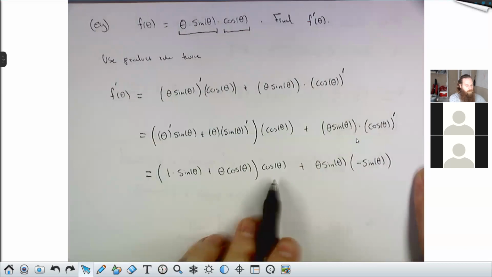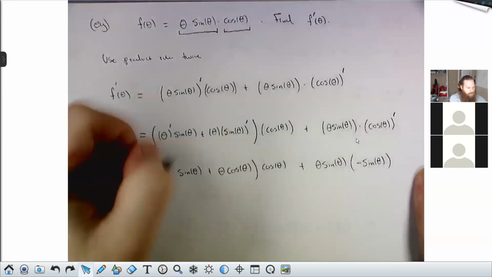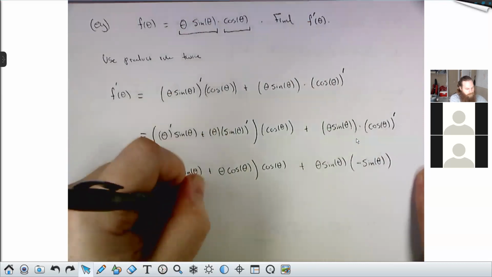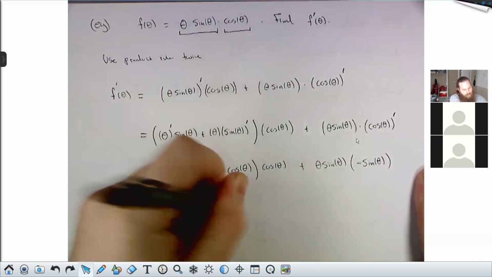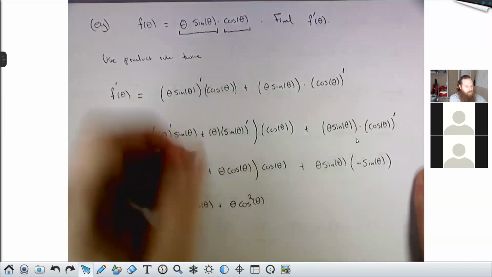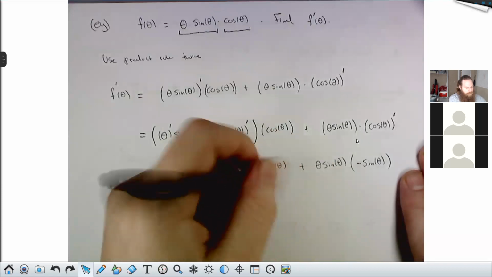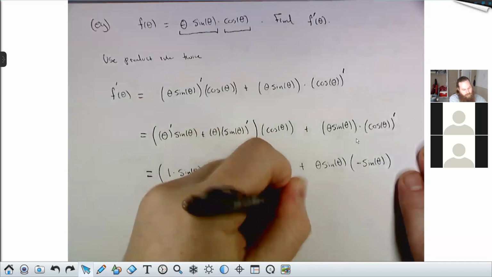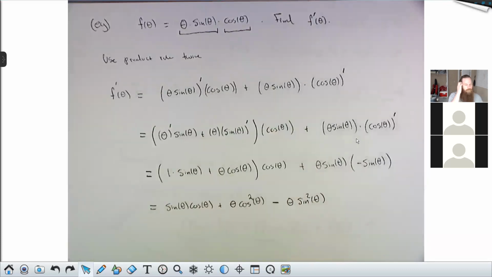Then we can distribute all of these. So I've got cosine being distributed to this and to this. I'll have sine theta cos theta, plus theta times cos squared theta, right? Cosine times cosine. And then here, I'll have theta times sine theta times negative sine theta. That's negative theta sine squared theta. And that's your answer.